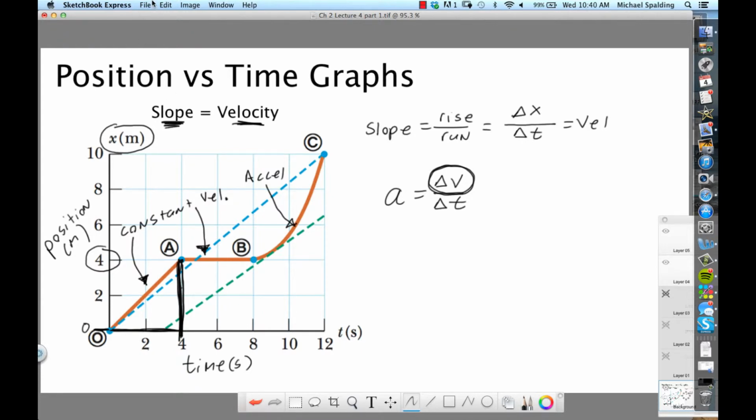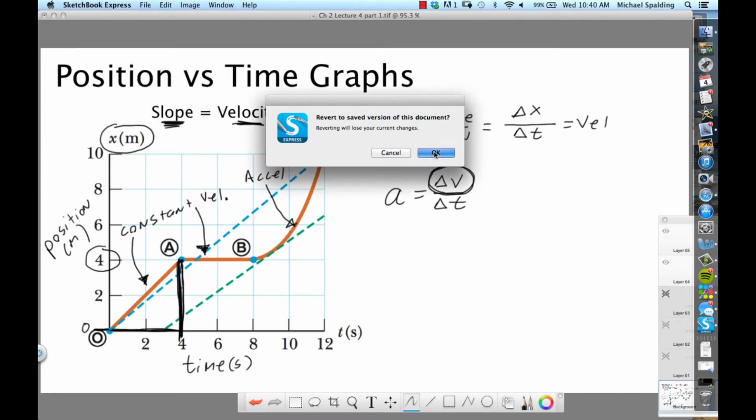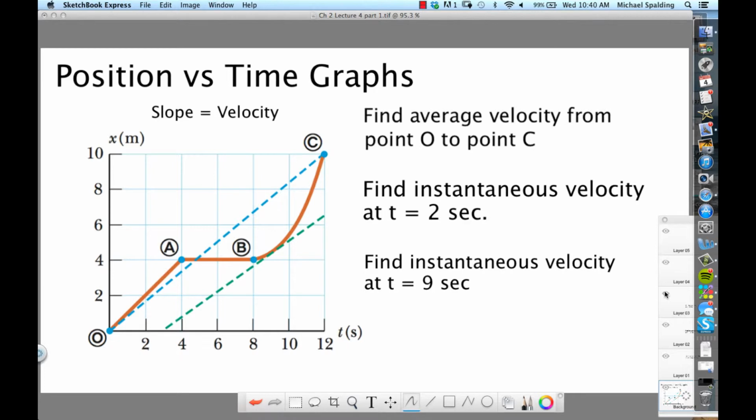Okay, so I'm going to go back to the original. Let's revert. I have 3 questions for you guys. I'll give you 3 minutes. Find the average velocity from point O to point C, the instantaneous velocity at t equals 2, and the instantaneous velocity at t equals 9. So do your best on this, and then we'll go over it.